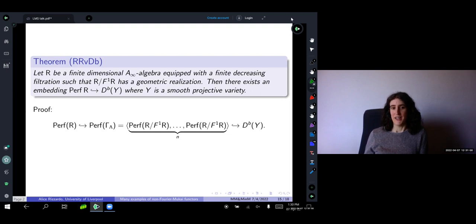You get a geometric realization for perf R. And you obtain this by composing two functors.